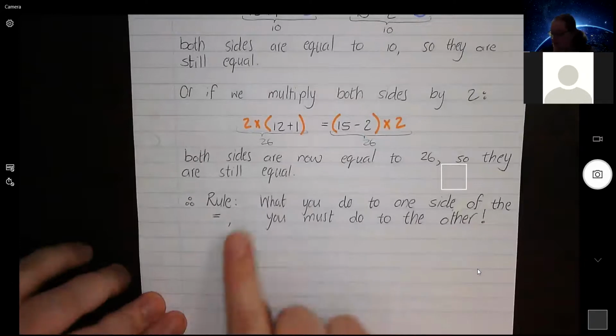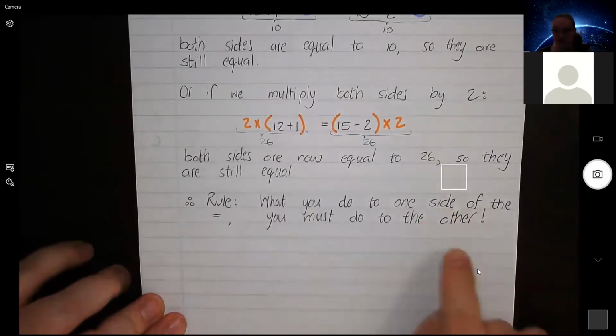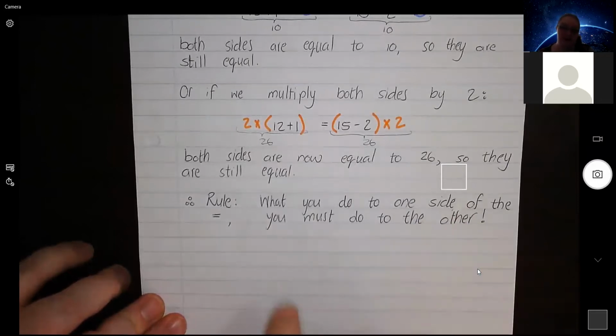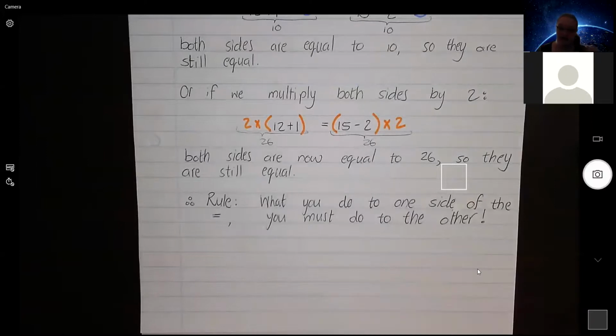Okay, so here's your rule. If you do one thing to a side of the equal to sign, you must do it to the other side. Okay, this is what we call the balancing method. We balance the two sides.